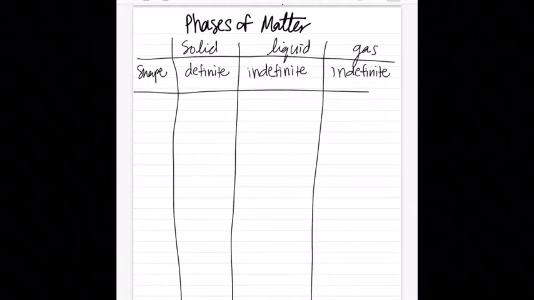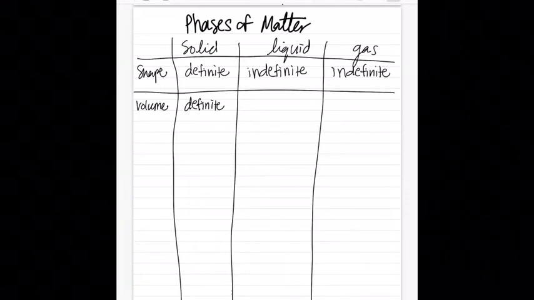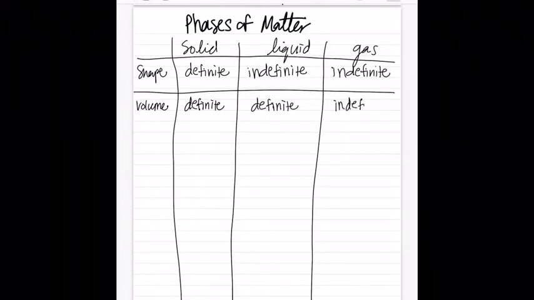All right, the next one is volume. This is how much is there. The volume of a solid is definite. For example, again, we're talking about the binder sitting on a table. All of a sudden, that binder just doesn't get huge or ginormous. It's going to stay the same size. Now, the volume of a liquid is definite, but the volume of a gas is indefinite.